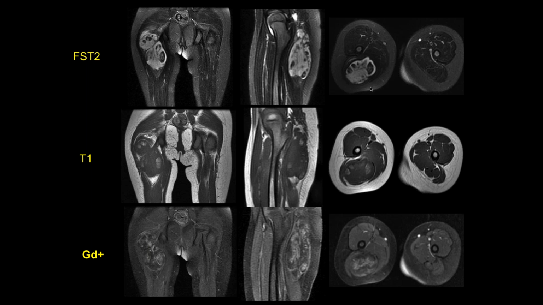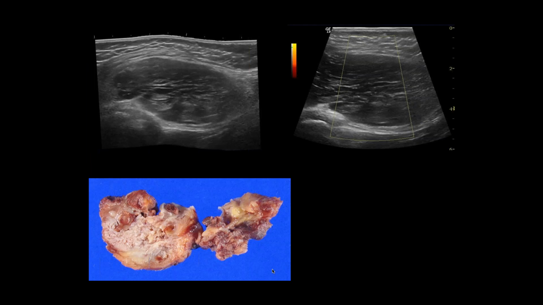So in this case, this may be a large hemangioma. And then there's kind of a funny enhancement pattern, too, on the post-gadolinium study. Again, it'd be nice to have the T1 fat-sat pre. This is what the ultrasound and the pathology showed.